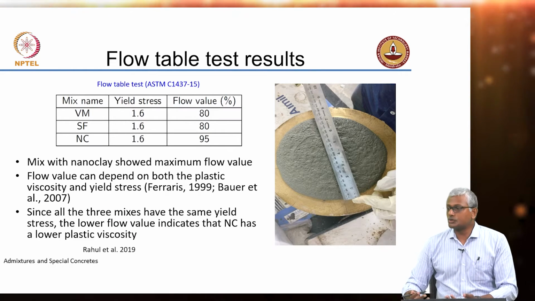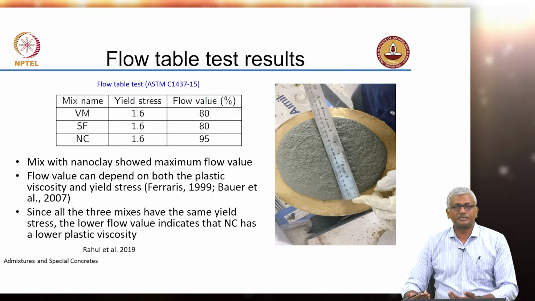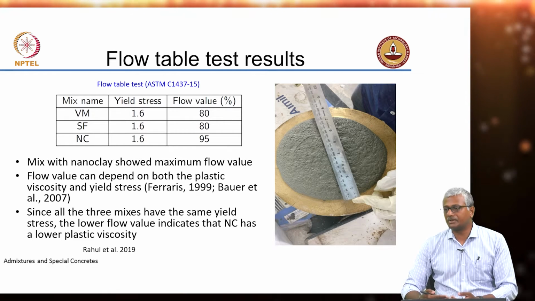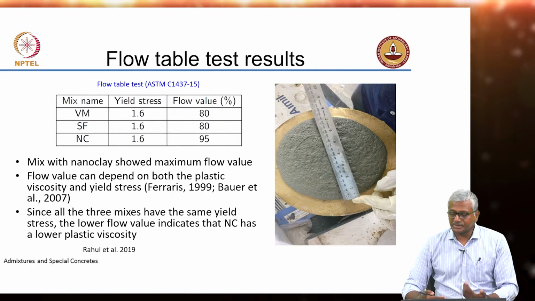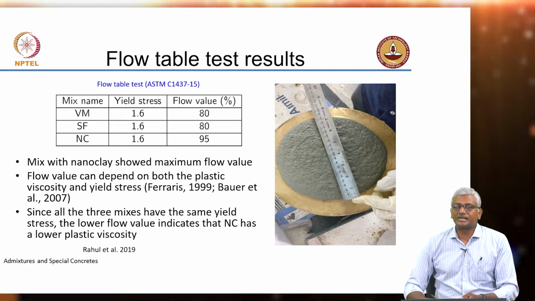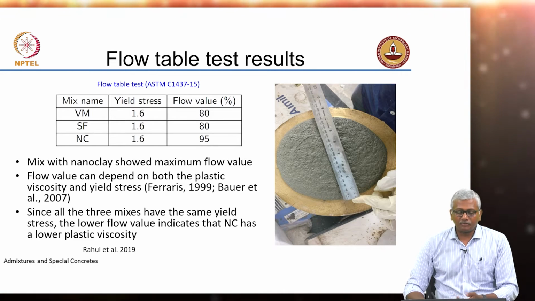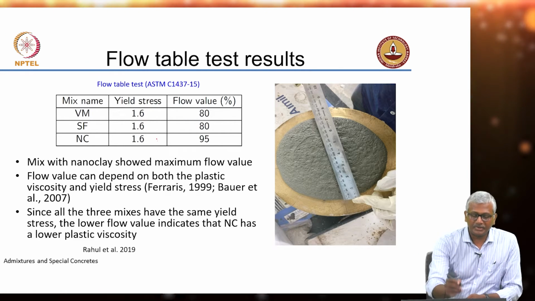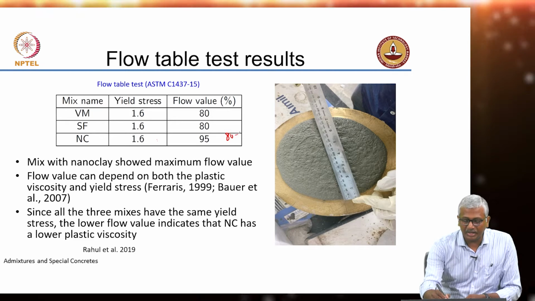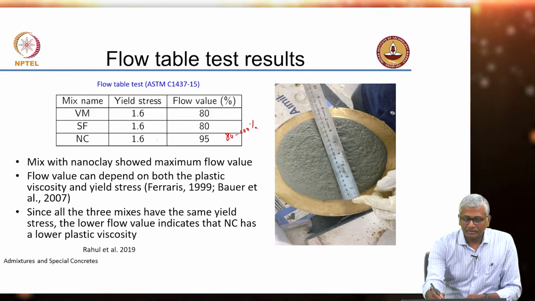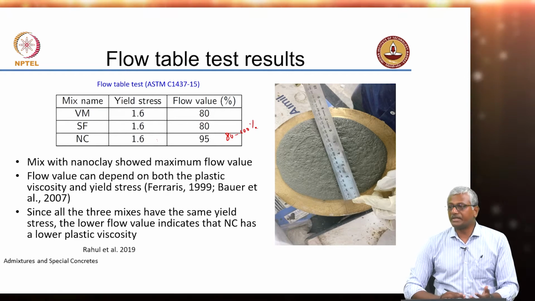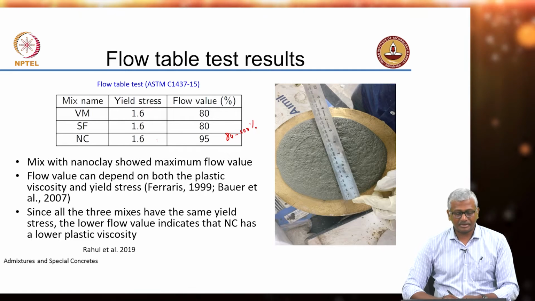Now, you can also do simpler tests with this material and correlate that with the rheological tests. So, for instance, a flow table test will help you understand the flow diameter, right, and the flow diameter can then be related to the yield stress. You can see that the flow value between 80 to 100% was equivalent to the yield stress that we had in the reference mixture.